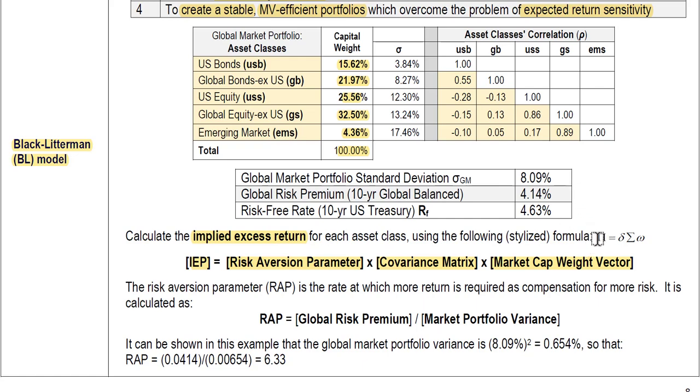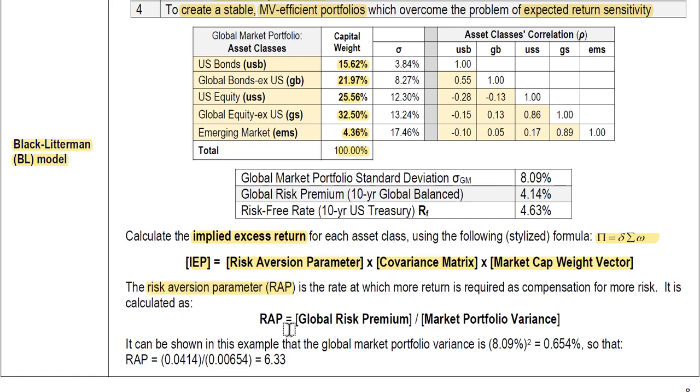So basically there's a formulation here, the mathematical expression. Pi is the implied excess return vector, a 5 by 1, and then here's the risk parameter times sigma, the variance covariance matrix, and omega is the market weight vector. So now I need to explain to you how we calculate this risk aversion parameter.